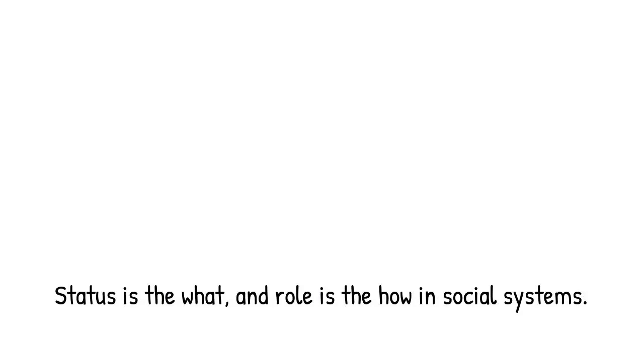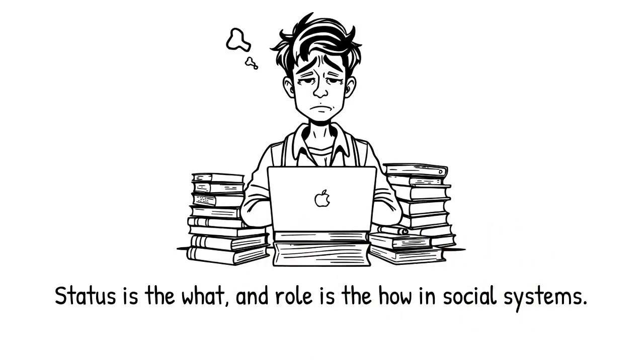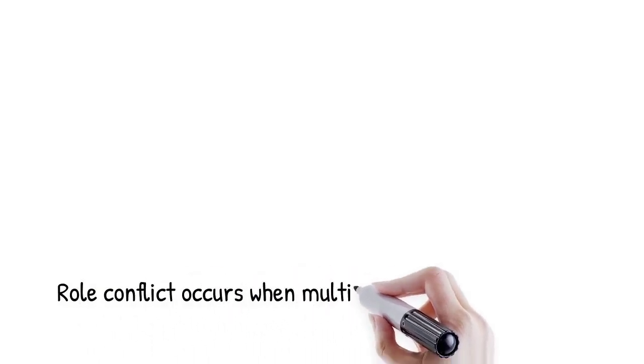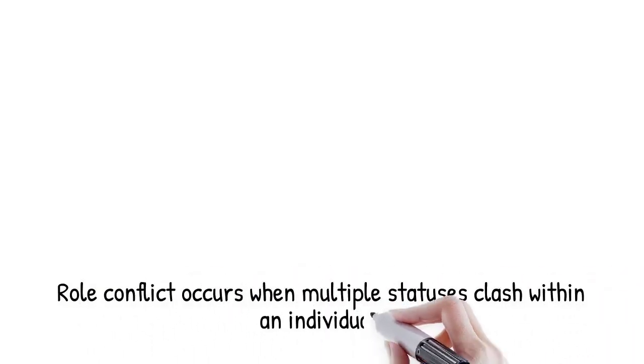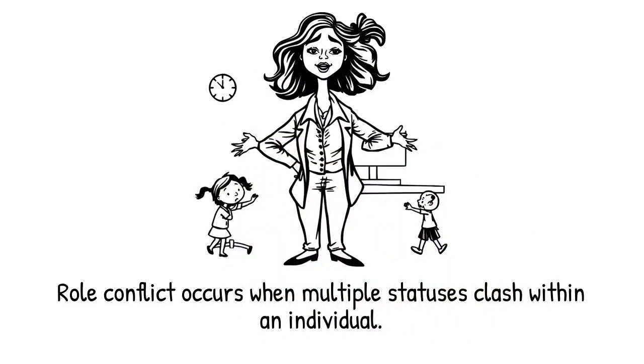There's also the concept of role strain, when the demands of a single role become overwhelming. Think of the student juggling multiple assignments, group projects, and part-time work. Meanwhile, role conflict happens when someone occupies multiple statuses that clash. A classic example: a mother who is also a full-time employee and struggles to meet expectations in both roles simultaneously.